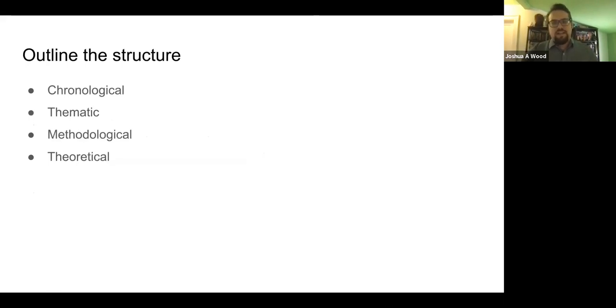I talked about this already, but what's the structure that you're going for? Are you going chronologically? Are you going thematically? I'm not going to make you worry about methodologically or theoretically. There are these two other approaches to doing lit reviews, but for most of you, the two most important ones are going to be chronologically or thematically, or some combination thereof.